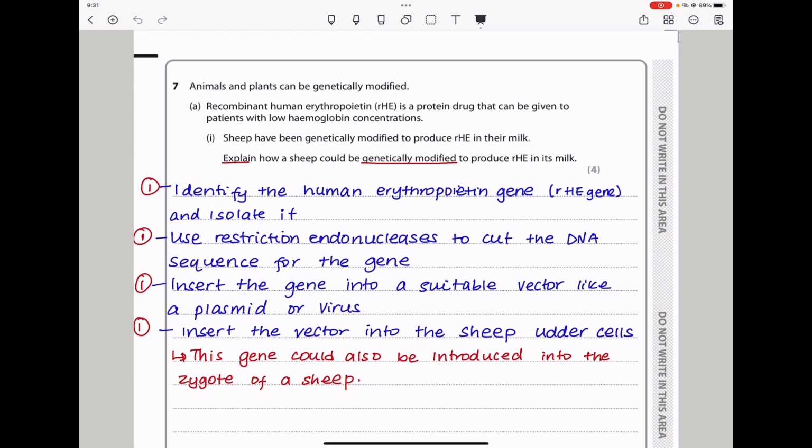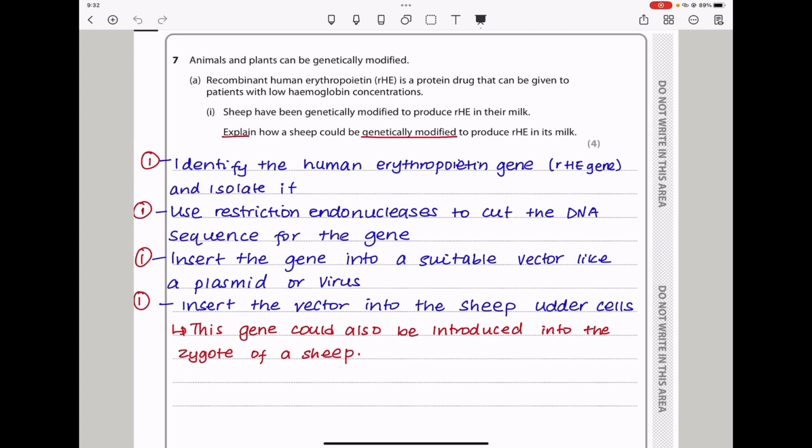It could be a plasmid or a virus, and then insert the vector into the sheep udder cells, because the aim of this is for it to be produced along with the milk, so it has to be in udder cells. You could also say insert this gene into a zygote, so that the zygote's udder cells in the future will be able to produce milk, because the gene will already be introduced there.